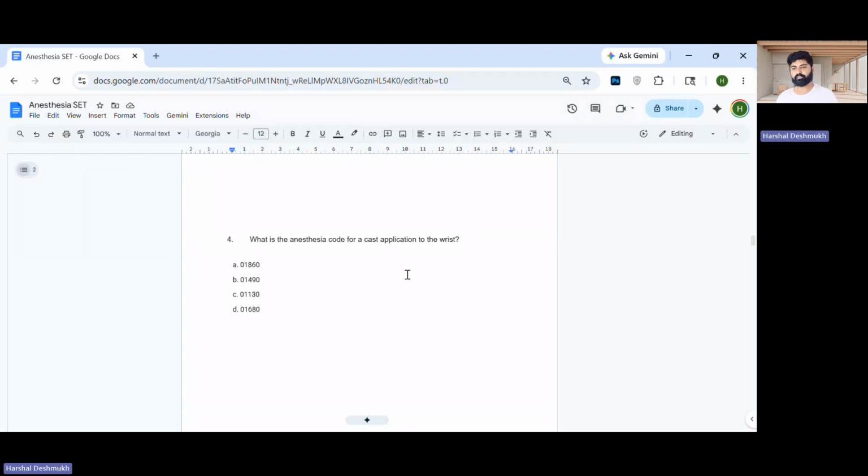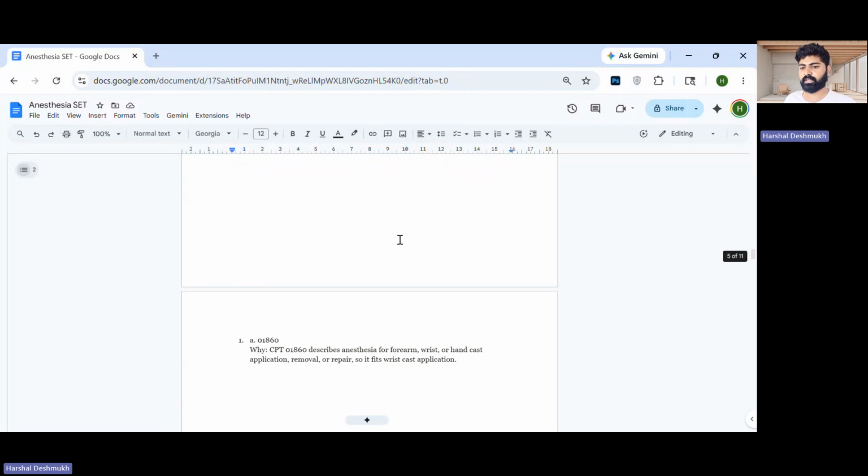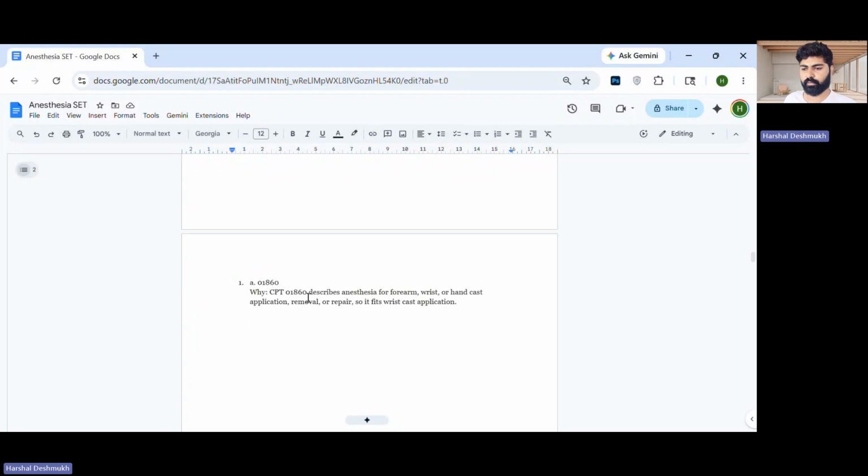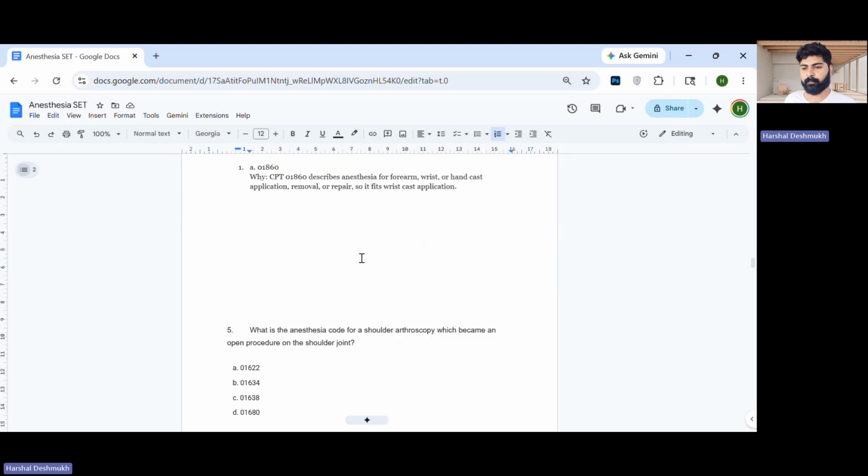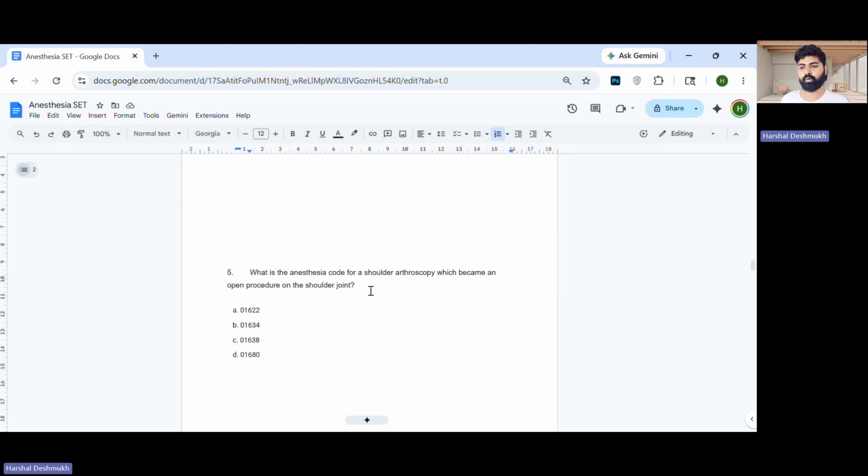So the right answer for this question, cast application of the wrist, is 01860. Please check if the description matches in your book as well. It describes anesthesia for forearm, wrist, and hand cast application, so that is removal and repair as well. So it fits wrist cast application. All right. So next question: what is the anesthesia code for a shoulder arthroscopy which became an open procedure on the shoulder joint? That's your question.